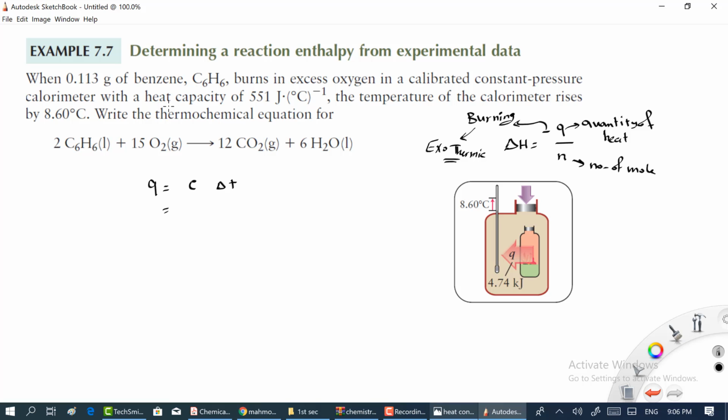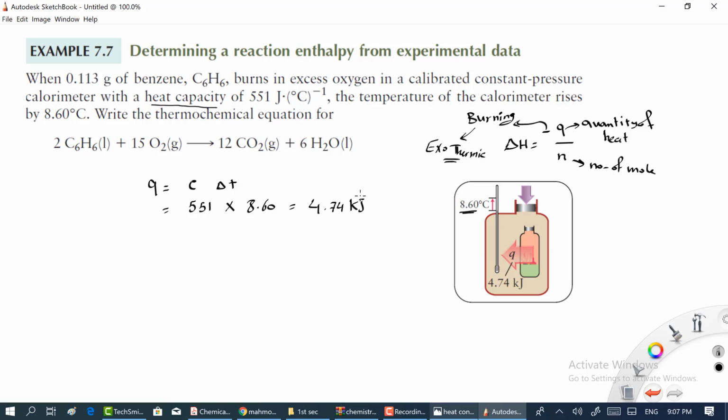The heat capacity for this reaction is 551 joules per degree, times the difference in temperature. We find the temperature differs by 8.60. So the quantity of heat is 4.74 kilojoules.